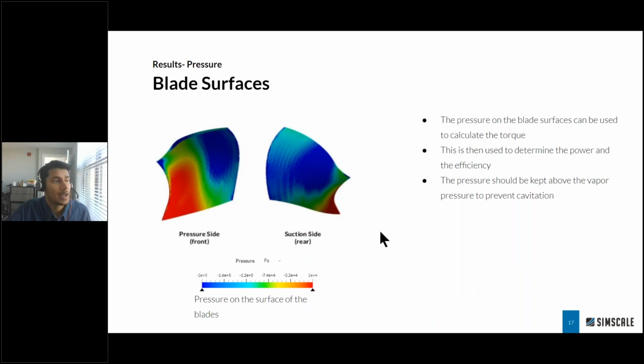The next thing I want to look at is the performance of the turbine in terms of its blade efficiency. Here I'm plotting the pressure on the blade surfaces at the front and the back, and this is then used to calculate the power that the blades generate. This can then be used to get your efficiency, and that is critical if you want to improve the design.